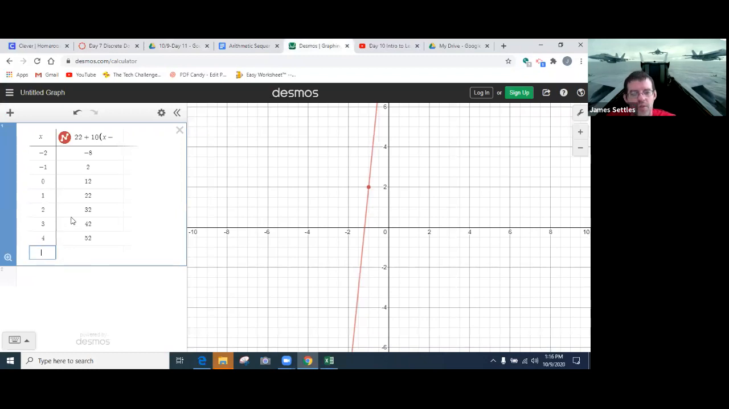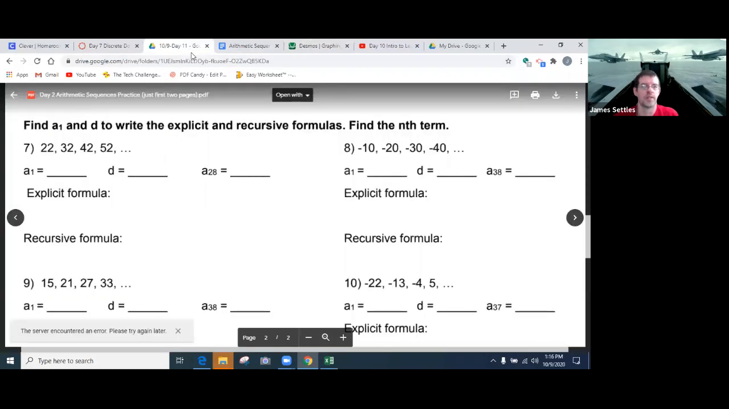And then, so we're looking for 28. So 28 would be 292. And like I said, we're not going to worry about the recursives.